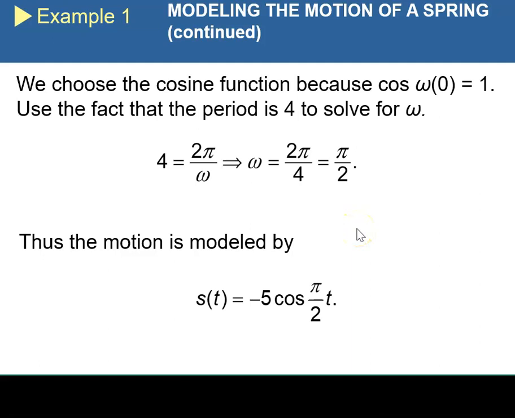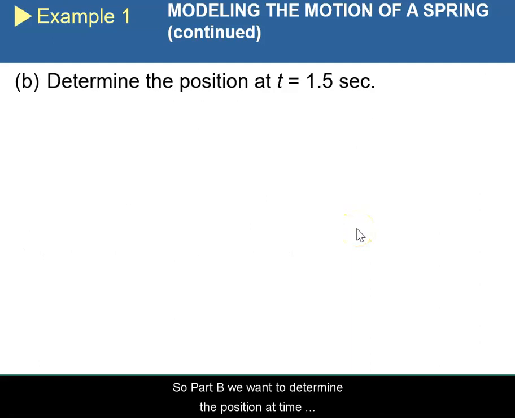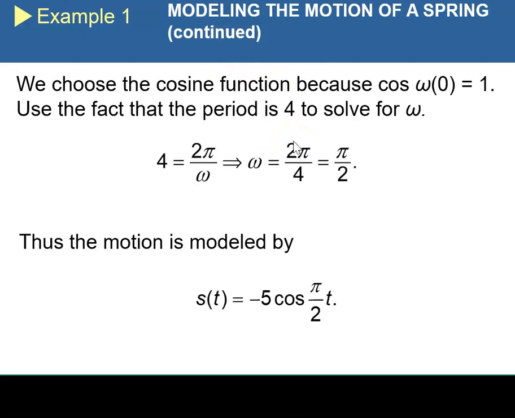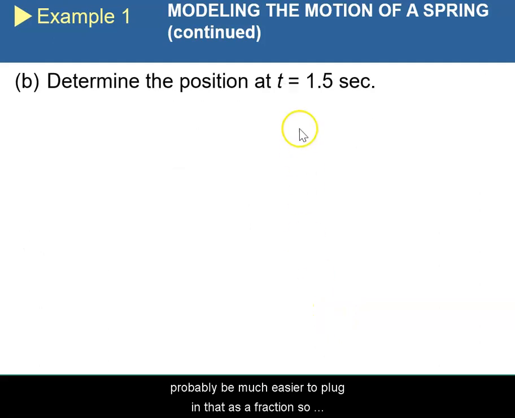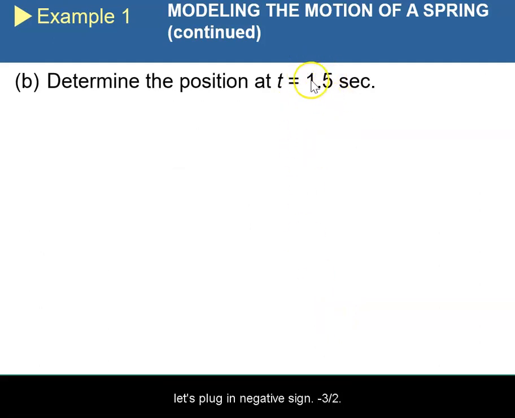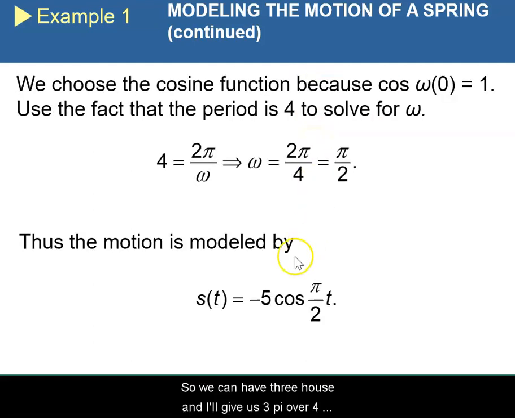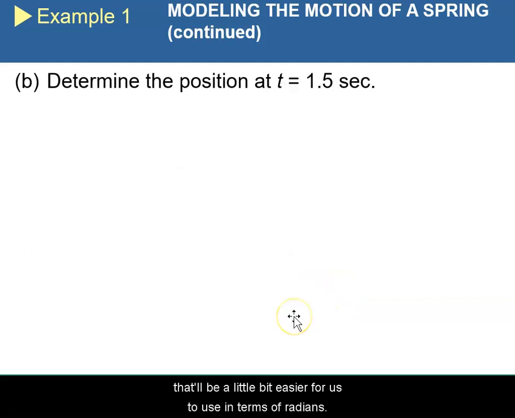Okay, so part B, we want to determine the position at time equals 1.5. Well, luckily, us smart, wonderful trig people here just found an equation to use, right? So all we have to do is plug in 1.5 here. It would probably be much easier to plug that in as a fraction. So let's plug in 3/2. Okay, so we can have 3/2, that'll give us 3 pi over 4. That'll be a little bit easier for us to use in terms of radians.